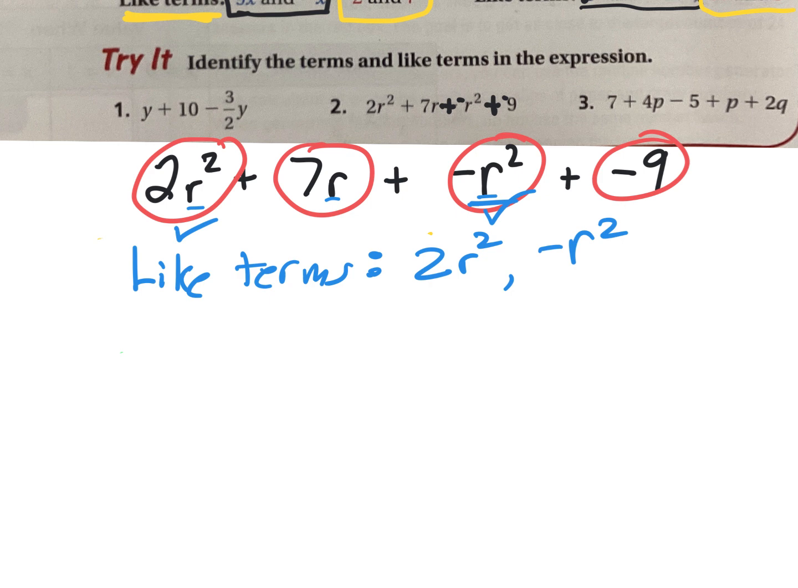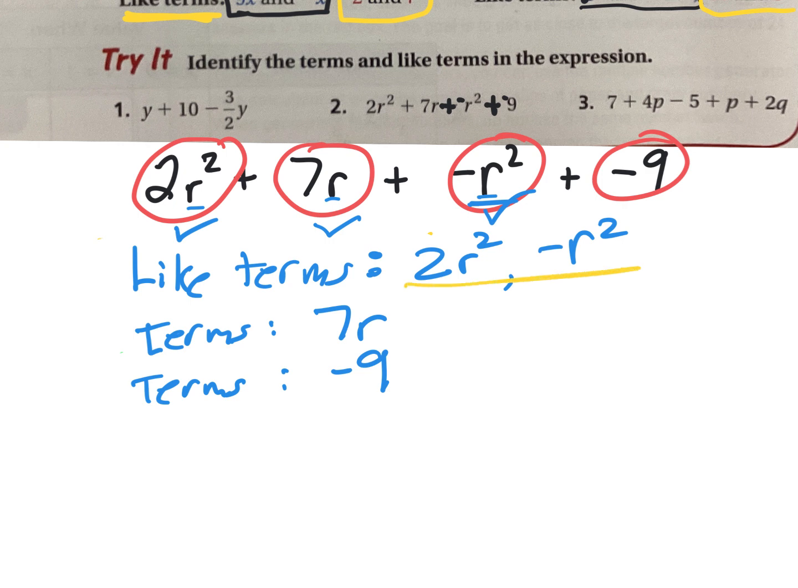Now we have other terms. 7r. Does anything else have just the r as a variable? Nope. And then there's only one left. Negative 9. That's a constant, but also a term. So we have 4 terms. The like terms are right there. This one's like nothing else, and this one's like nothing else. So, all right. One more to go.